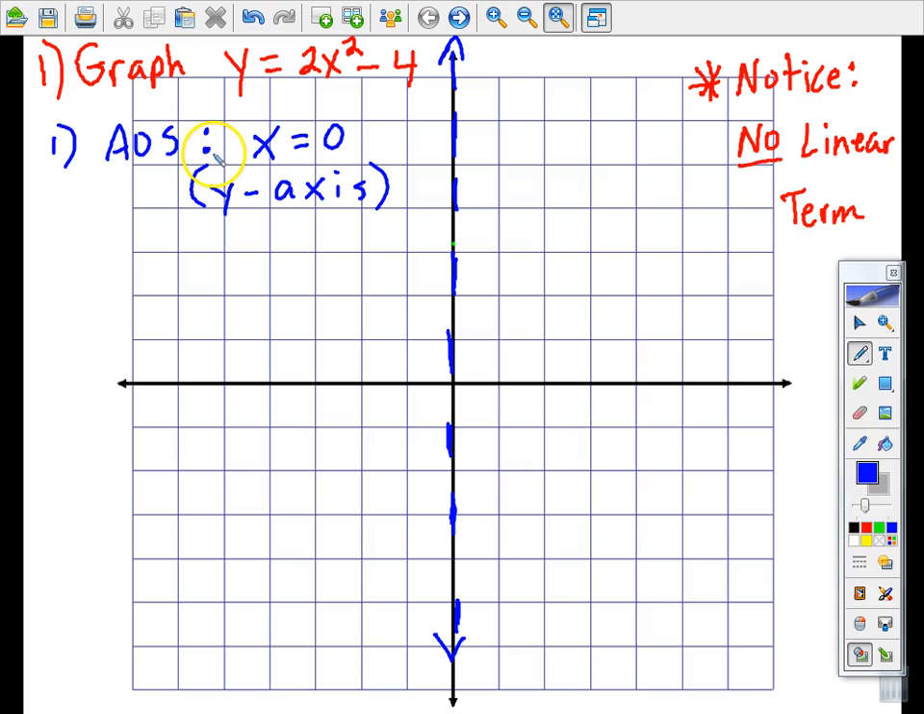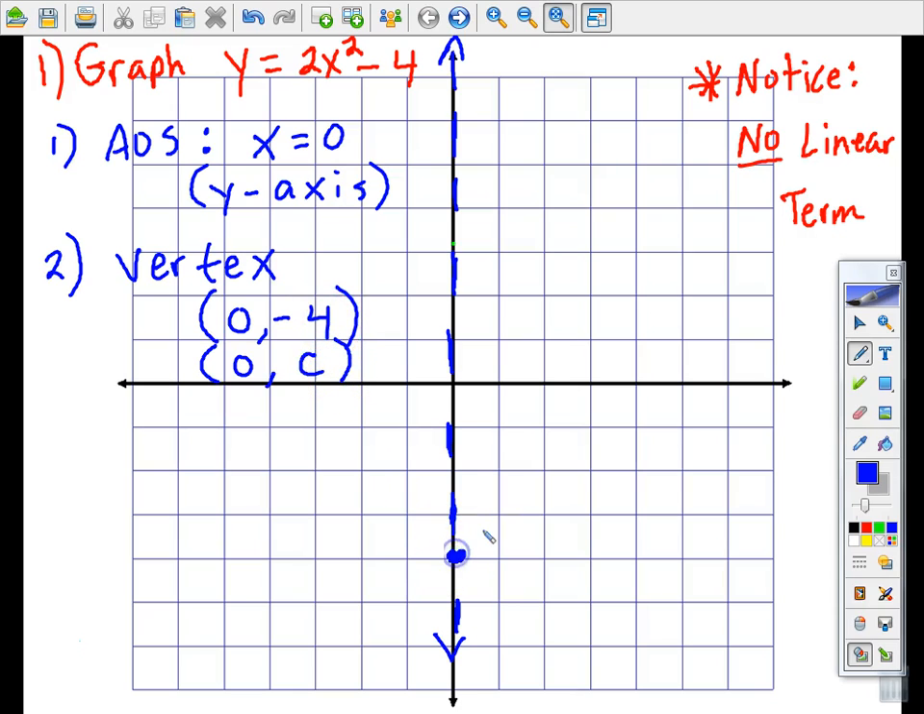Okay, no linear term. We know where the AOS is. We don't even have to calculate it. It's pretty simple. Another thing that's very easy to determine when there's no linear term is the vertex. Because the vertex, remember from yesterday's lesson, is always on the AOS, and in particular it's going to be wherever the constant is on the y-axis. So the vertex in this case is going to be the point (0, -4). So if you want a general way of knowing where the vertex is when there's no linear term, it's going to be the point 0 and then whatever the constant happens to be.